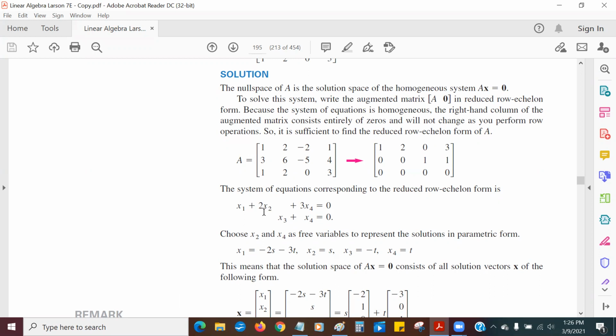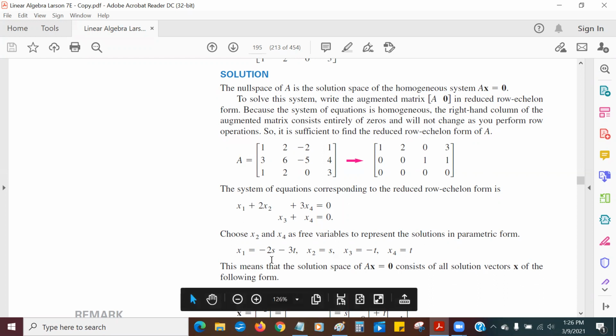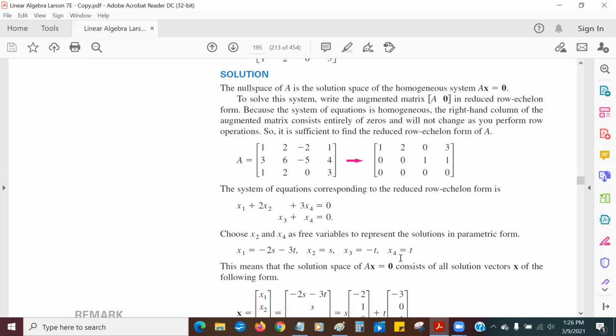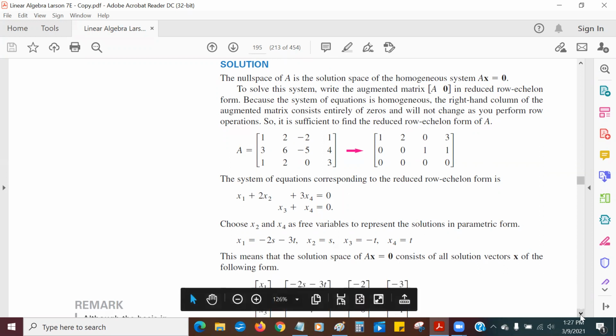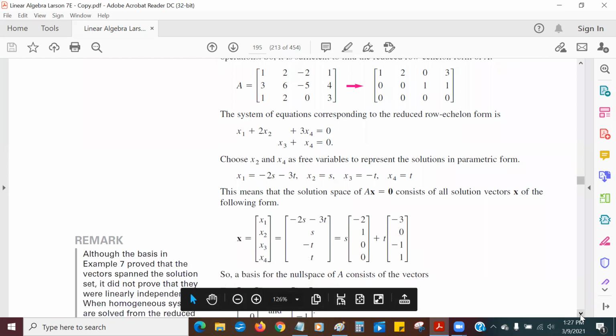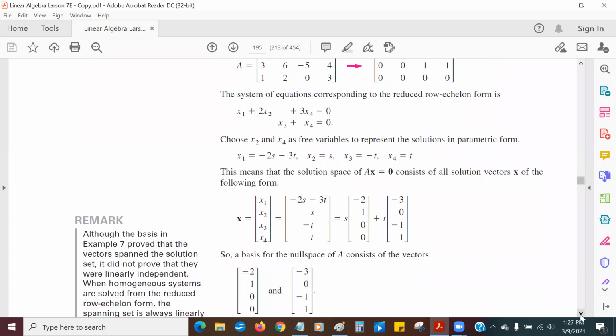And I have to come up with a new parameter for x2. We'll call that s. So x2 is going to be s. So now x1 is going to be negative 2s because I'm bringing this over to the other side, and negative 3t because I brought that over to the other side. So now we have our parameters s and t. x1 is negative 2s minus 3t. x2 is s. x3 is negative t. And x4 is t.